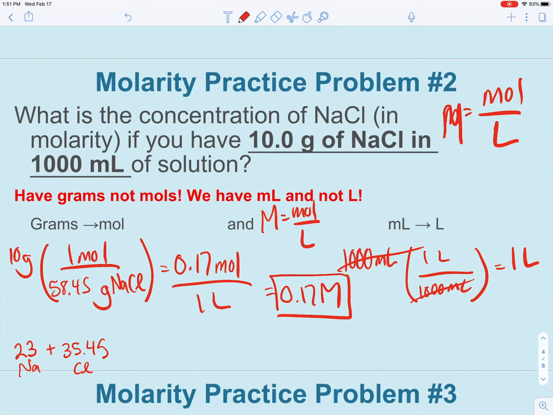Okay, so just to recap, if you're not given moles, you want to convert grams to moles. If you're not given liters, you want to convert milliliters to liters by dividing by 1,000 there. And then for the grams to moles, you want to divide by the molar mass. And again, you can find these numbers on the periodic table.